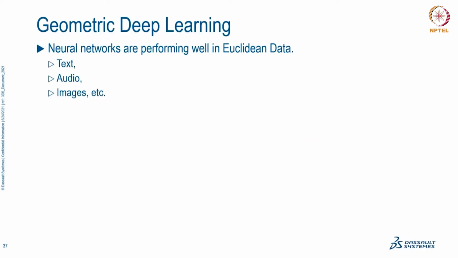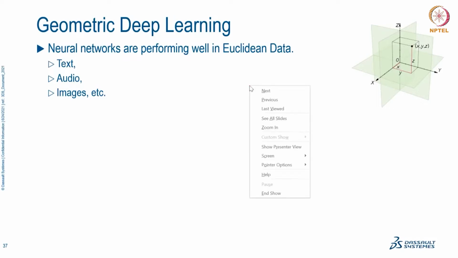So why? The first thing is neural networks up till now, that we have seen, the convolution and all, basically work on Euclidean data. Now, what is Euclidean data? Those can be represented in n-dimensional space. For example, in this particular case, it is a three-dimensional coordinate system where this XYZ can be represented. So this Euclidean data would be text, audio, images, or something like that.